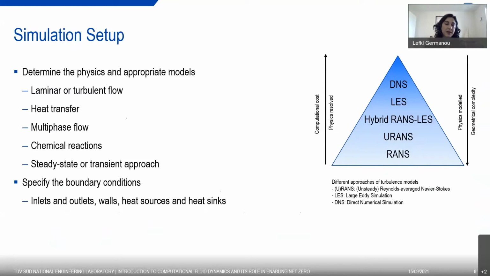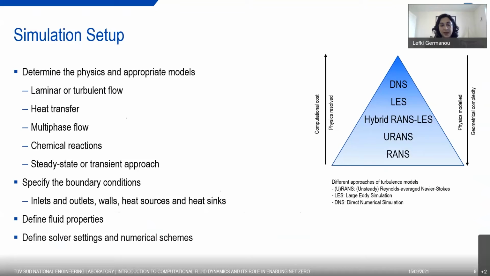The next step is to specify the boundary conditions. We need to place the inlets and outlets of our domain, and select the walls and heat sources and heat sinks if there are any in our simulation. After, we need to define our fluid properties and solver settings and numerical schemes appropriate for our simulation in order to achieve convergence.